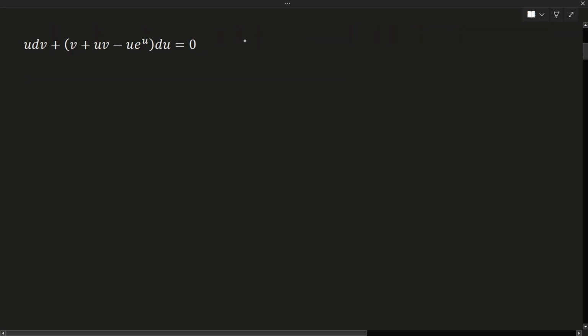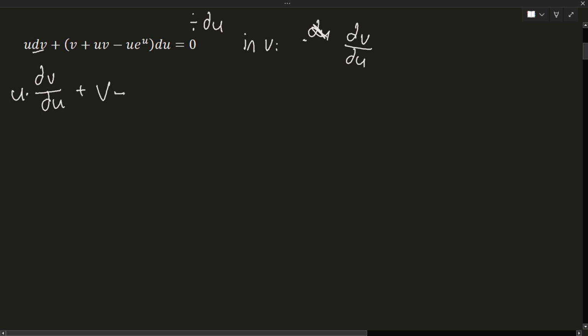Next, when we want to evaluate it in v, basically we need to consider dv over du, all right? So we already have a dv over here. I'm going to divide both sides by du, okay? 0 divided by du, nothing happens. So you get u times dv divided by du plus du divided by du, which is just 1. So I'm just going to remove the parentheses.